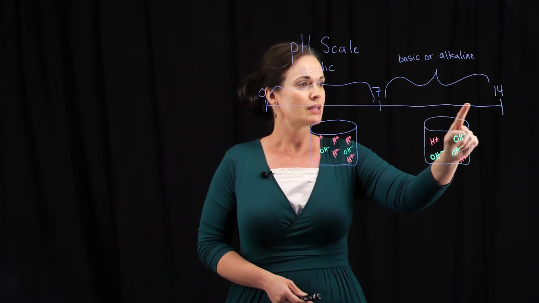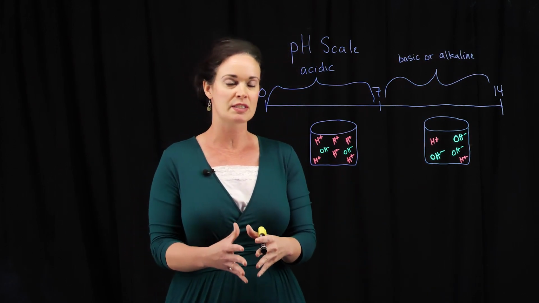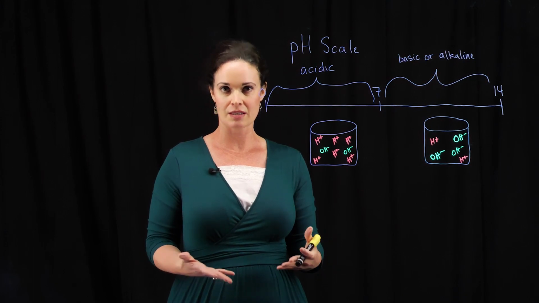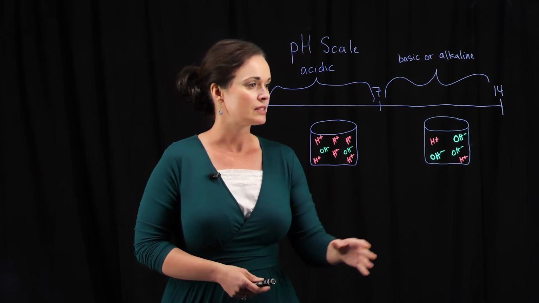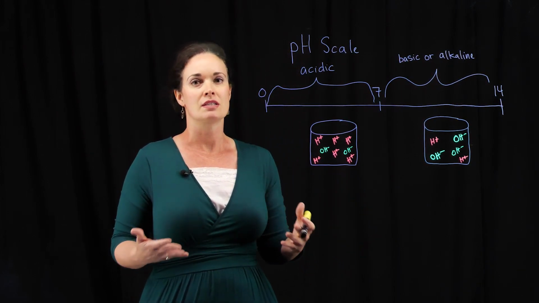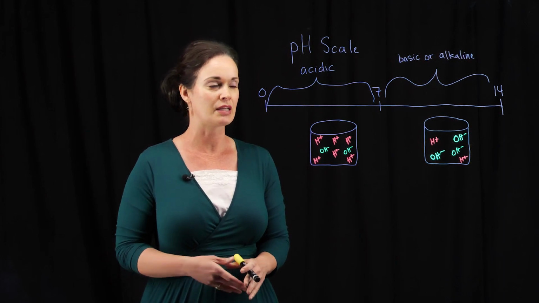If you look at this part of the diagram over here, all of these values ranging from just above 7 up to 14 are considered to be what's known as basic or alkaline. And the reason that they're basic or alkaline is because the amount of free hydrogen is relatively low. So there's more of that hydroxyl ion, less of the free hydrogen.